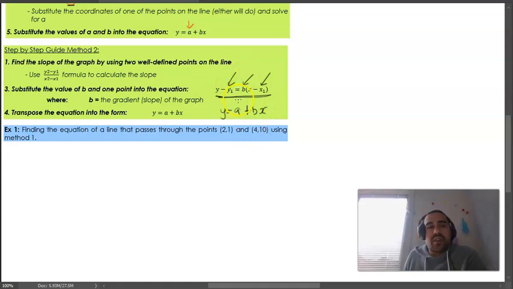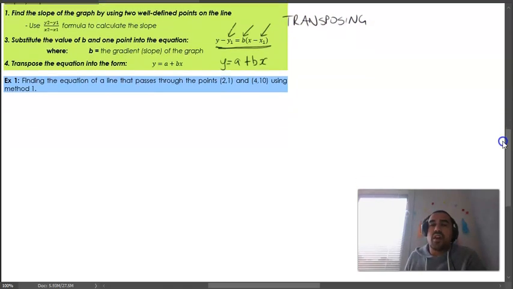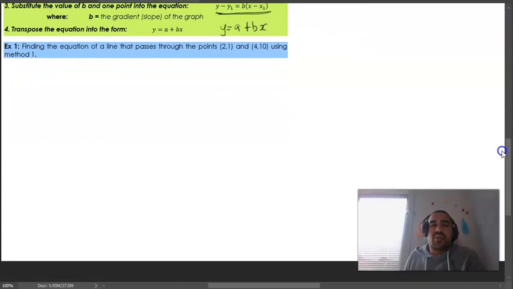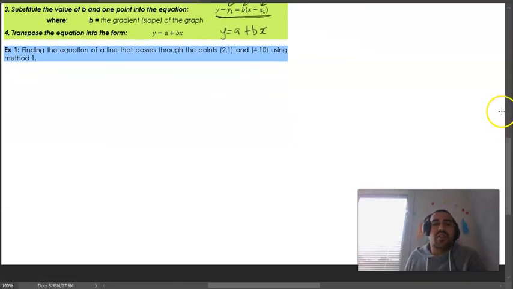Now this one, step 2, is a bit trickier to do because of this minus y1 that we have tagging along, and we have to do some rearranging or transposing. But in saying that, it can be done with a bit of patience. We'll look into example 1. We're going to find the equation of a line that passes through the points (2, 1) and (4, 10) using method 1. So it's specifically saying, hey, use method 1.